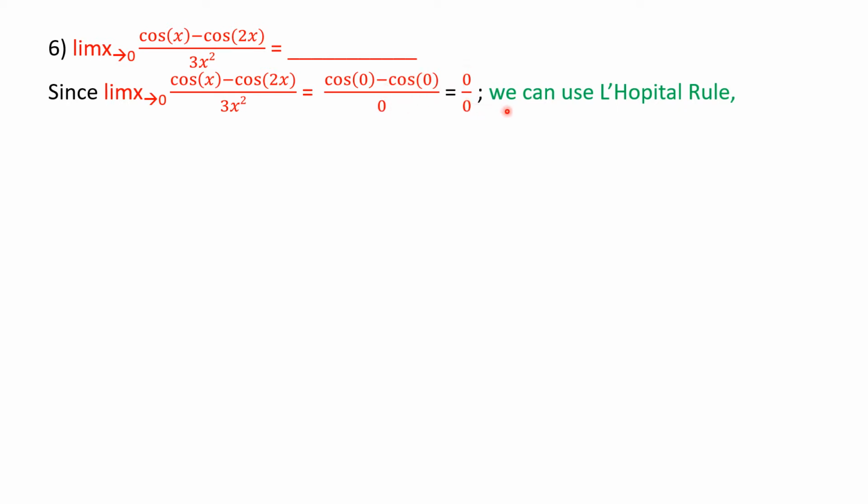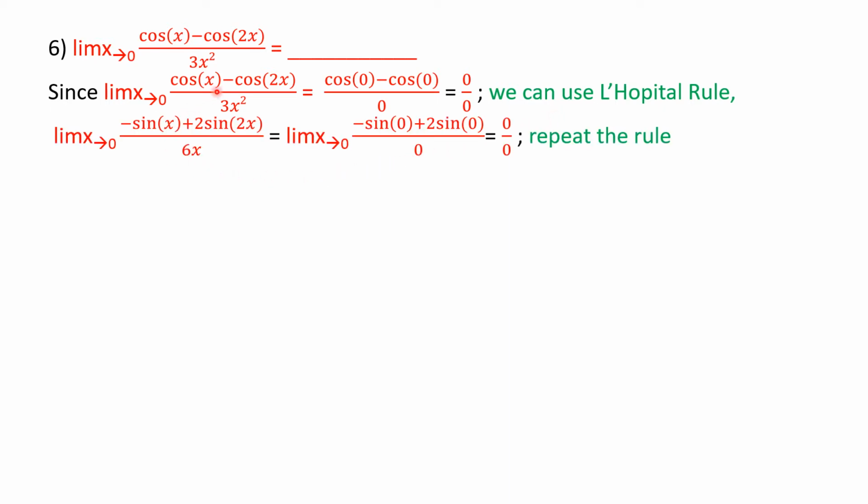So that will qualify us to use L'Hopital's rule, because the hypothesis is tested and we're ready to use it. So we have to take the derivative of the function. The derivative of cosine x is negative sine x, the derivative of cosine 2x is negative 2 sine 2x, but since we have a minus in front, that makes it positive now. And the derivative of 3x squared is 6x.